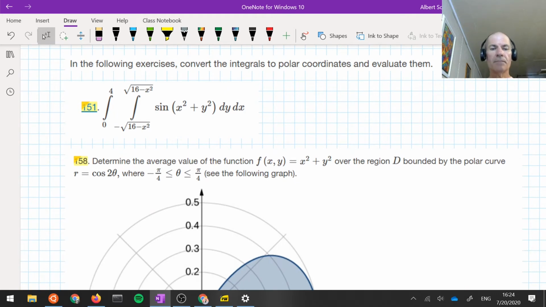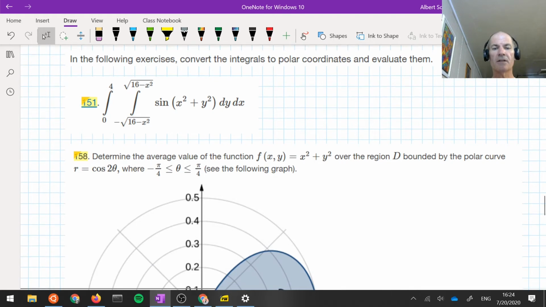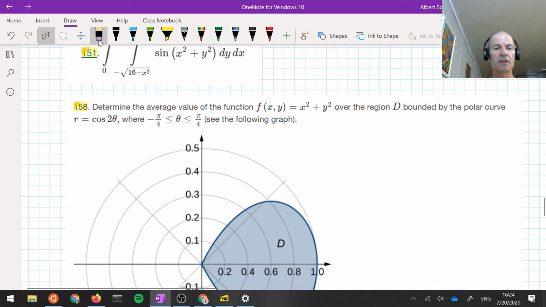Okay, here we're asked to convert the integral to polar coordinates and evaluate it. So let's do that.